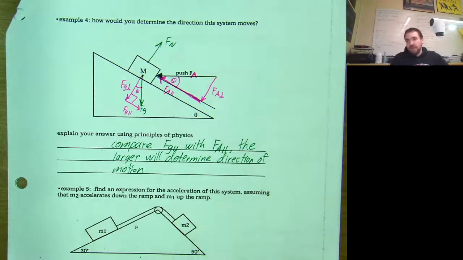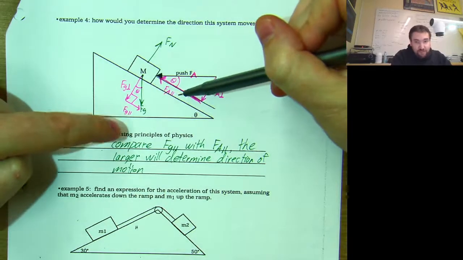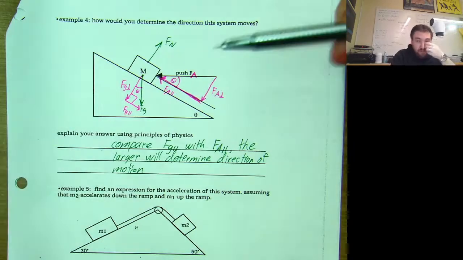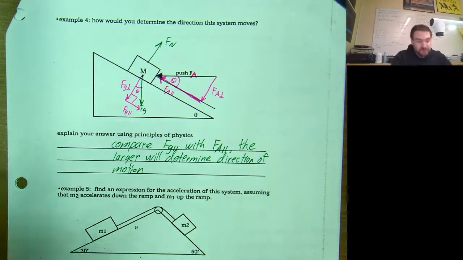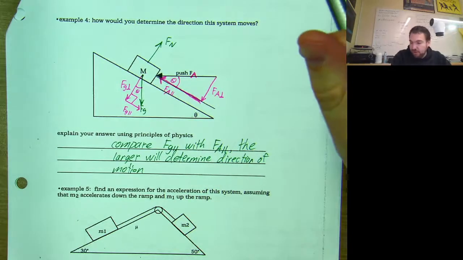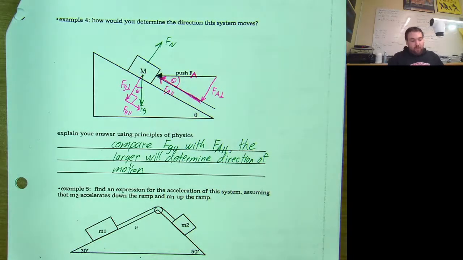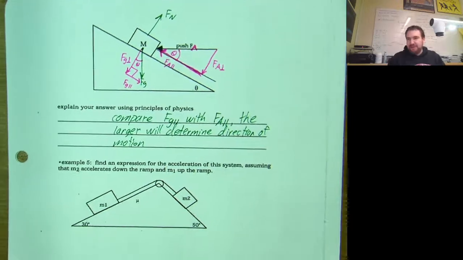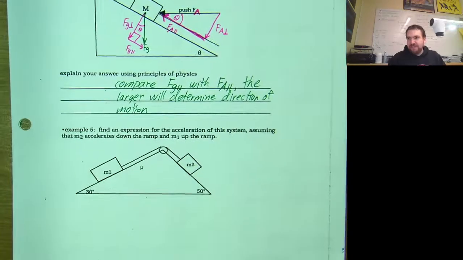Because those are the only two forces acting in the plane of motion, or the direction of motion, up or down the incline. One more kind of example, doesn't have any values in it. You're going to do an example with values in it in the homework.